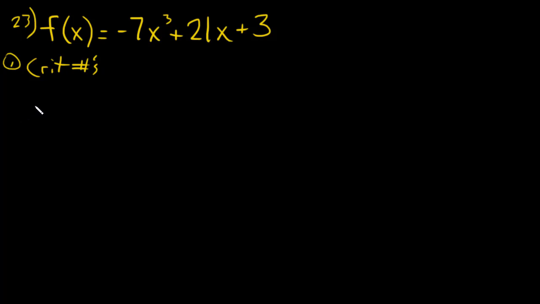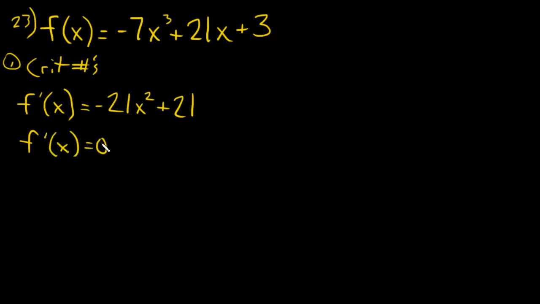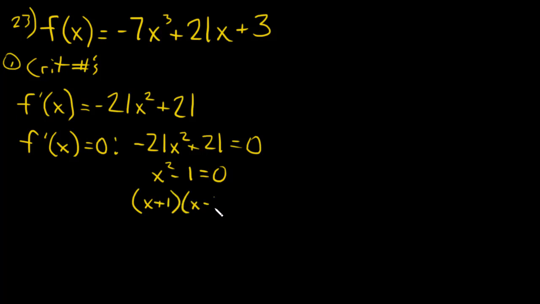Alrighty? So the critical numbers are going to be where f prime of x has a discontinuity or where it's equal to 0. Well, let's first find f prime of x. This will give me negative 21x squared plus 21. We haven't set it equal to 0 yet, jumped the gun. So that's f prime of x. Now, if I want to find the critical numbers, I set that equal to 0. So f prime of x equals 0 implies negative 21x squared plus 21 equals 0. I'm going to divide every term by negative 21 just so I can get rid of all that. I'll wind up with x squared minus 1 equals 0, which is x plus 1, x minus 1 equals 0. So x equals negative 1 and x equals positive 1 are going to be our critical numbers.